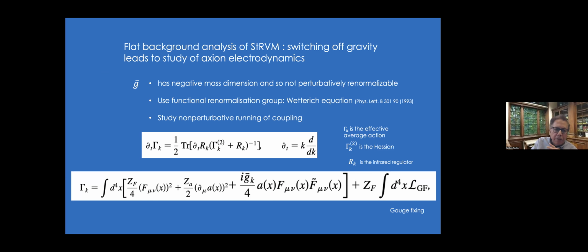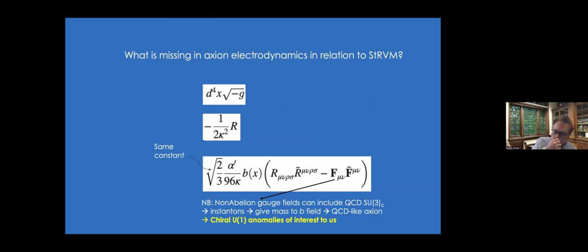Now going back to axion electrodynamics, which is relevant for us within our model, you find that the coupling here has got negative mass dimension, and so it's not perturbatively renormalizable. So you use the functional renormalization group here to deal with this model. And so, following that paper of 2012 by these authors that I mentioned, we look at the flow associated with those couplings.